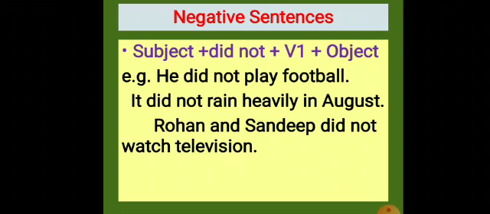Now, how to make a negative sentence? That is subject plus did not plus V1 plus object. It means if we want to make the negative of some sentence which is in simple past, we add did not, but make sure to write the first form of the verb. The students commit this mistake. They write the second form of the verb with did also. So keep in mind, whenever you use did, we always use the first form of the verb.